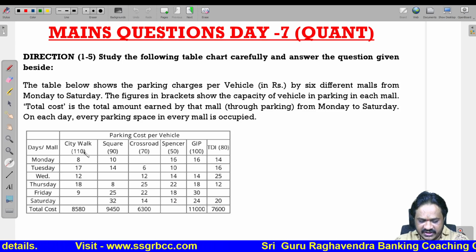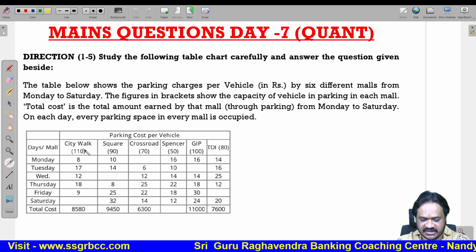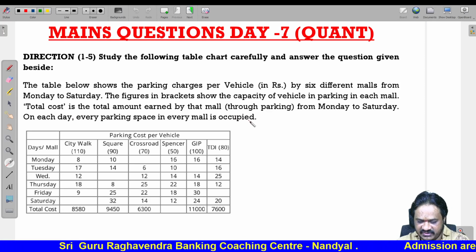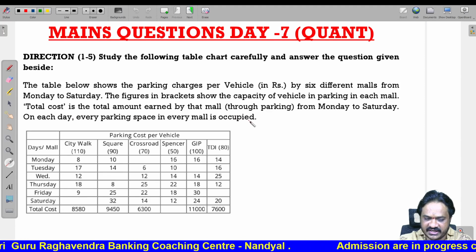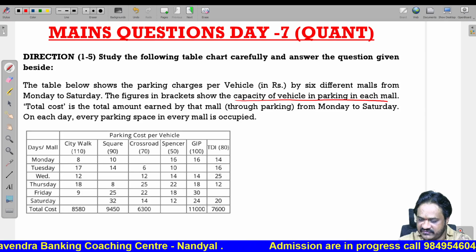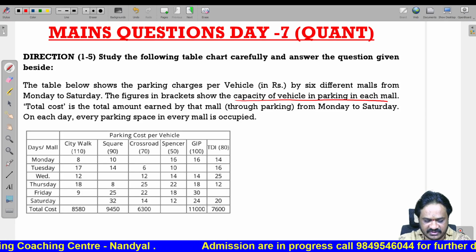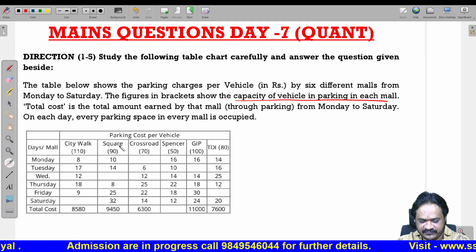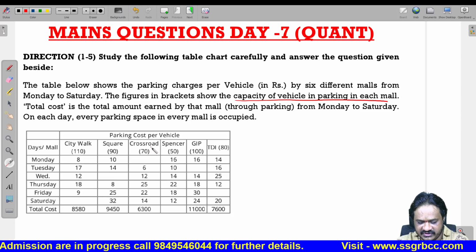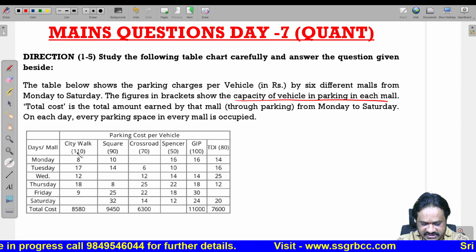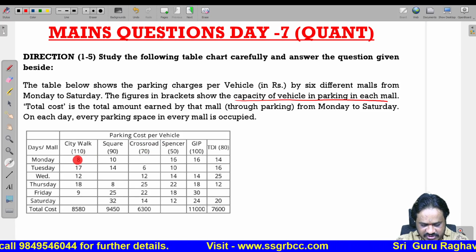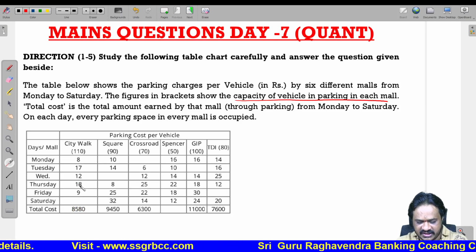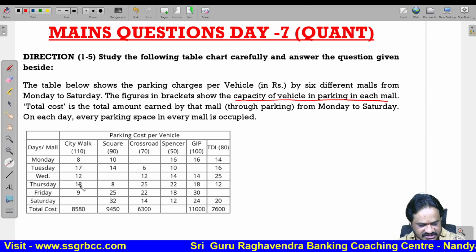Now, here 110 is nothing but the number of vehicles. On each day, every parking space in every mall is occupied. Figures in the bracket show the capacity of the vehicle in each parking mall. That means City Walk has the capacity to park 110 vehicles. In Square Mall, we can park only 90 vehicles. Crossroad, we can park 70 vehicles. These are the number of vehicles. This is the amount charged per one vehicle, and this is the total cost that we receive from the parking amount. Now, based on this, we should answer.